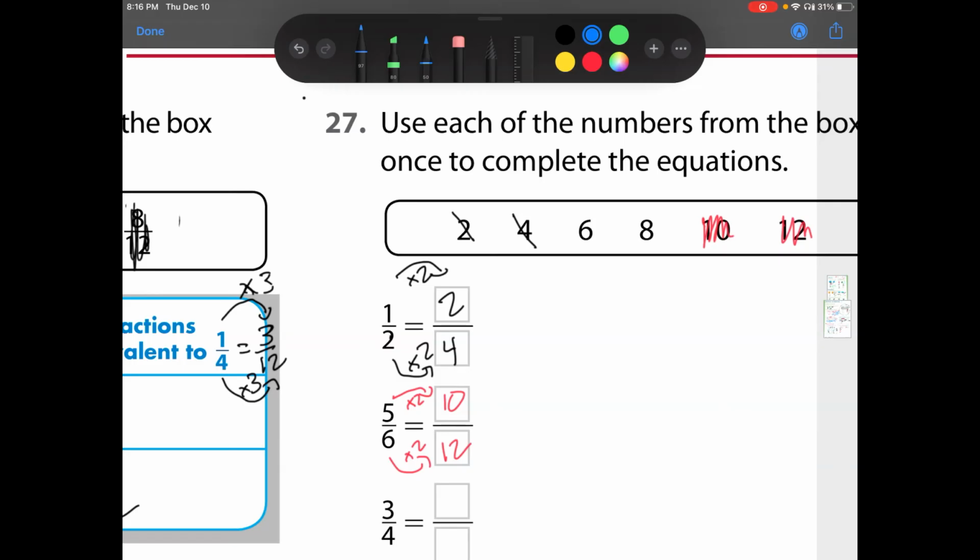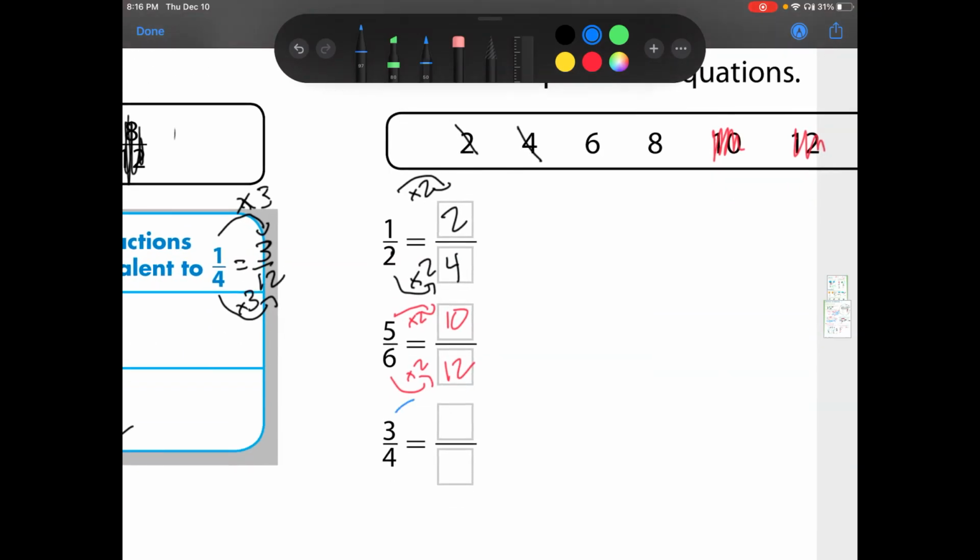So hopefully 6 and 8 will be my last 2. So again, I'm going to switch colors. I'm going to multiply it by 2 over 2, 2 halves. 3 times 2 is 6, and 4 times 2 is 8. Voila! Those are my last 2. So remember, it's not that hard as long as you remember, whatever you multiply the numerator by, you need to multiply the denominator by. Good luck, guys. You got this.